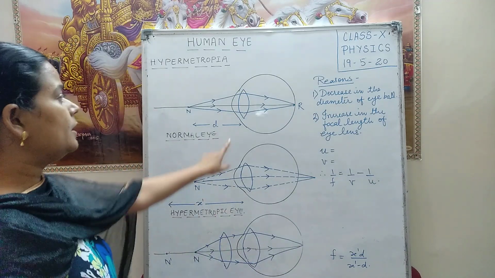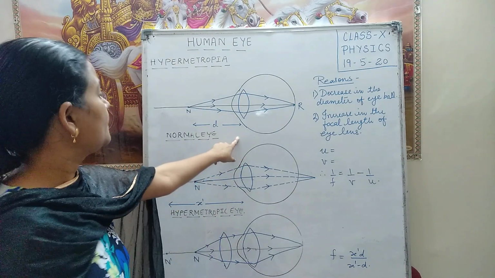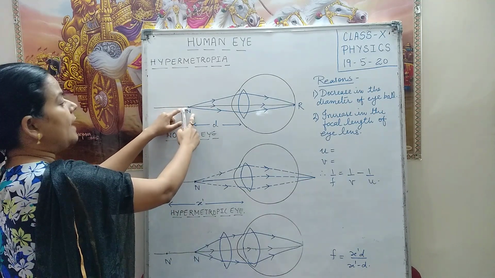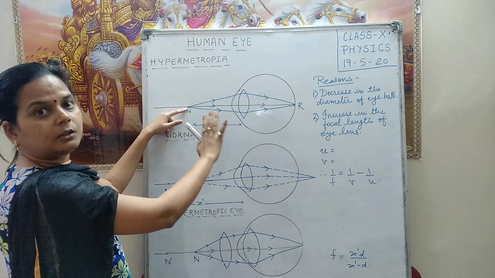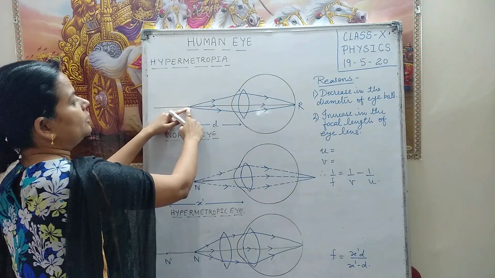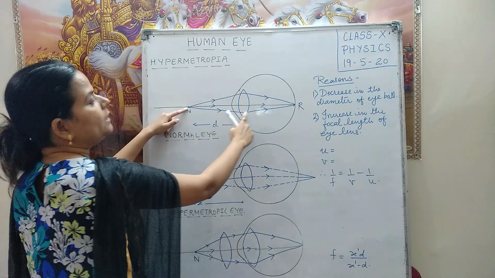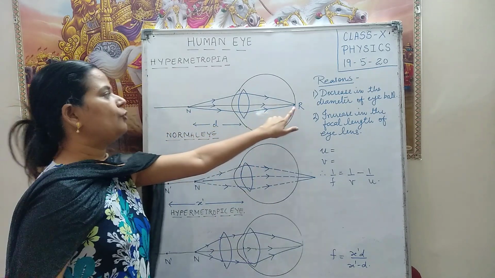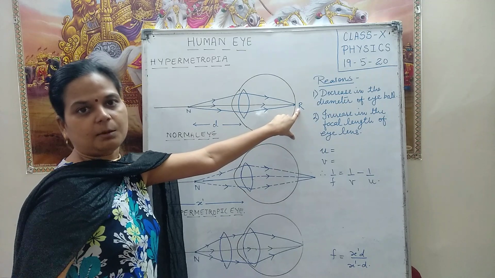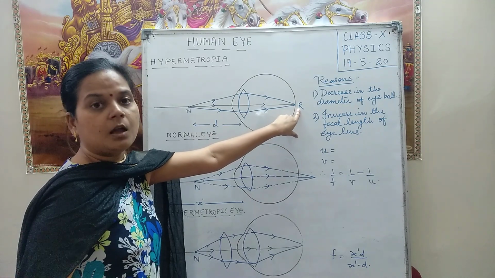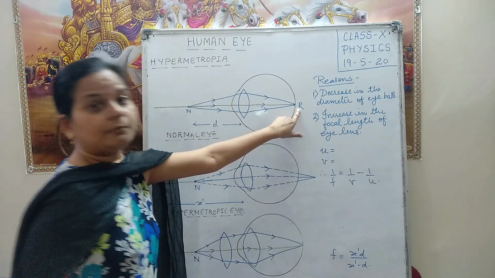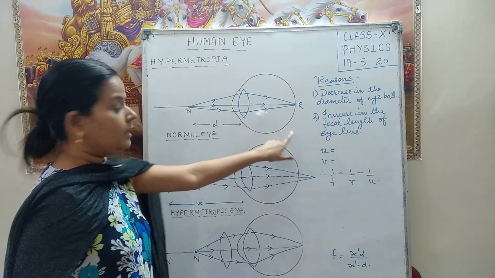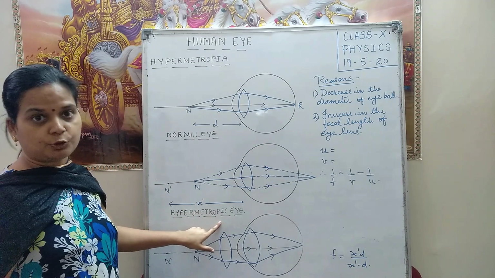So now here this is the normal eye. This is the near point of the eye. And for a normal eye, that means the eye without any defect, the rays starting from the near point meet at the retina. That means the image is formed at the retina and we are able to see the objects clearly. But in case the person is having the defect of hypermetropia, so this is the hypermetropic eye.